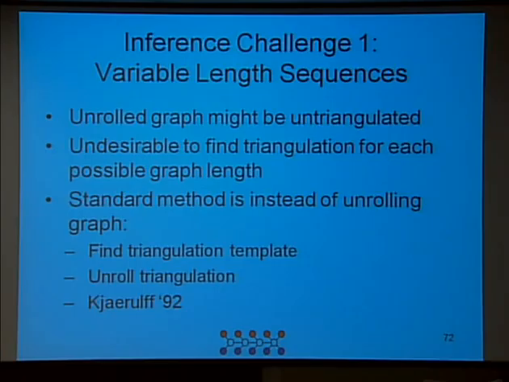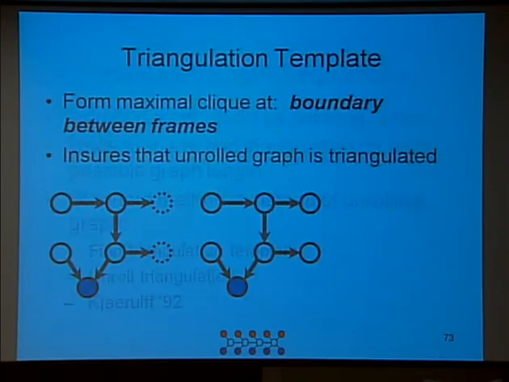The problem is that the unrolled graph might be untriangulated, and it's not desirable to have to triangulate for each possible unrolling length. If you have 100 observations or you have 200 observations, you don't have to figure out a different triangulation for those different utterances. So the standard method, due to Kalkoff, is to find essentially a triangulation template. And then you just unroll the triangulation instead of unrolling the graph and then triangulating.